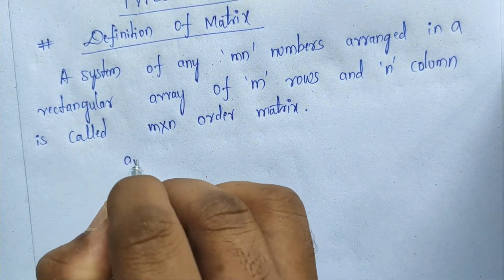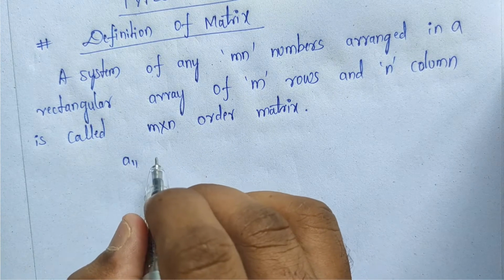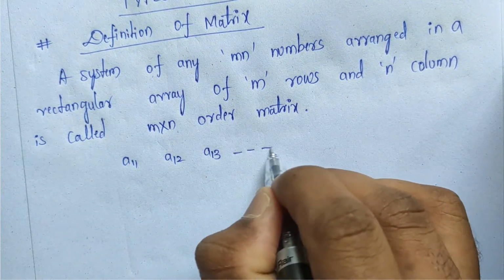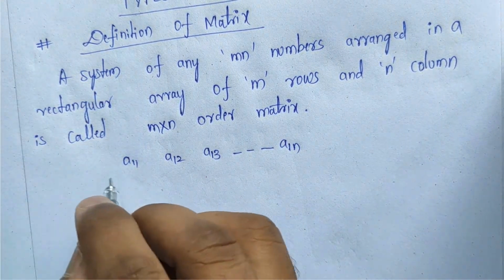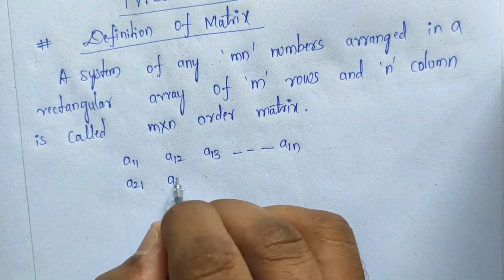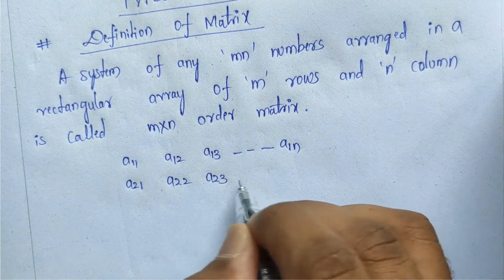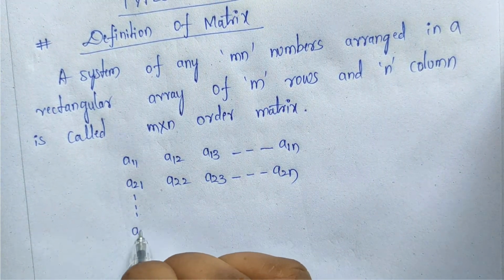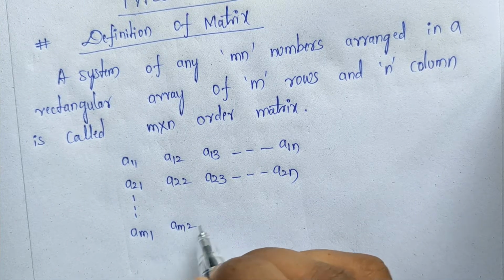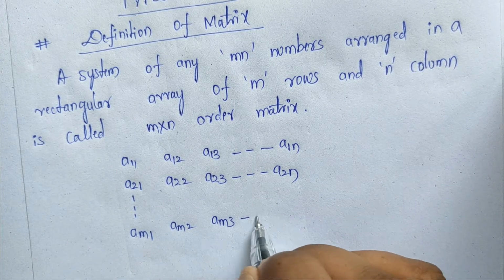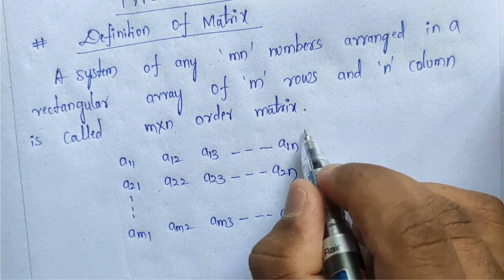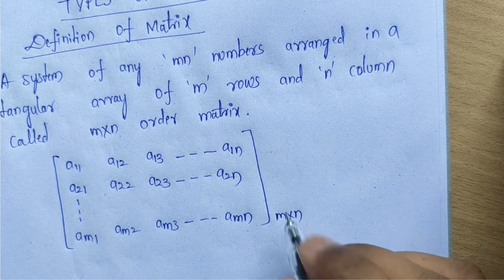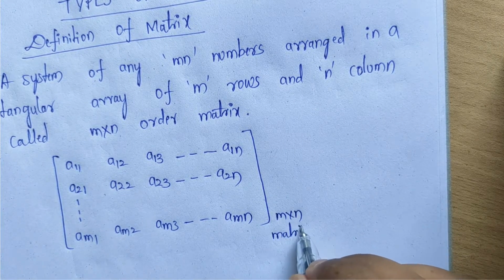And A11, A12, A13 and so on, A1n in the first row; in the second row A21, A22, A23 and so on, A2n; and so on, Am1, Am2, Am3 and so on, Amn. The matrix is an m cross n matrix.